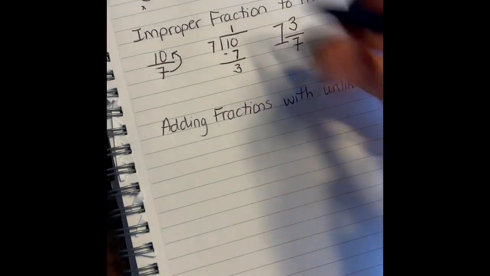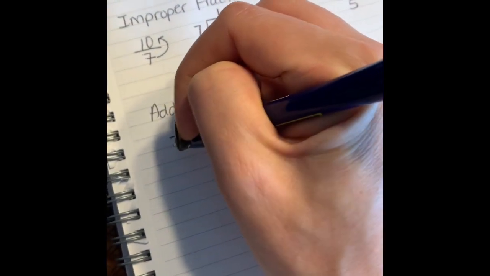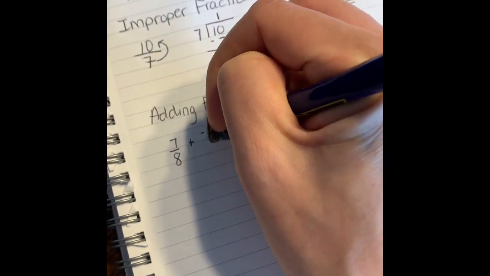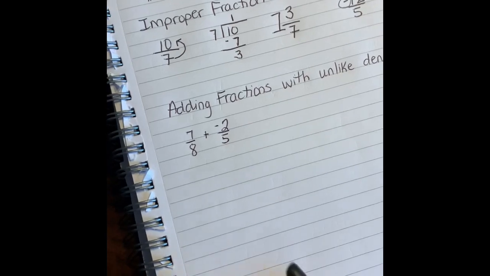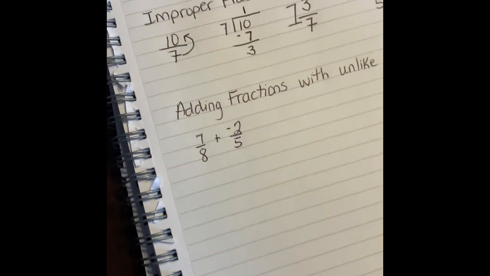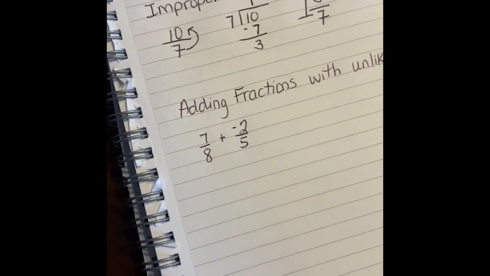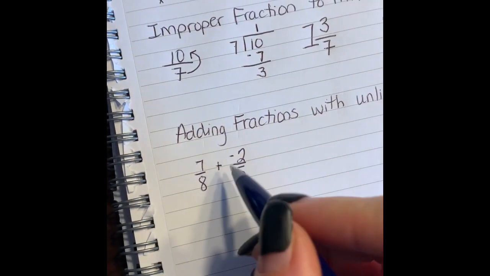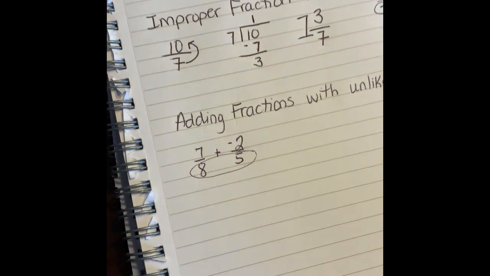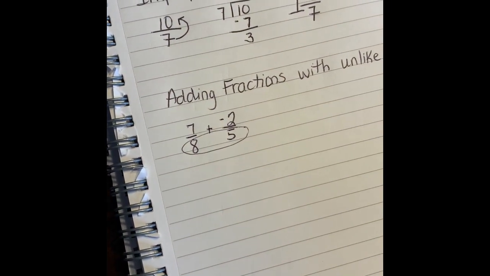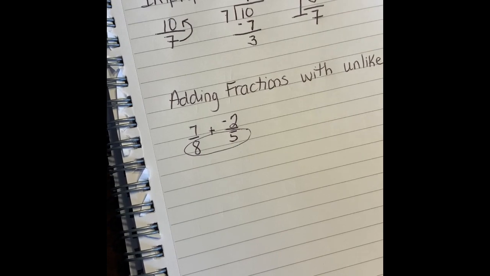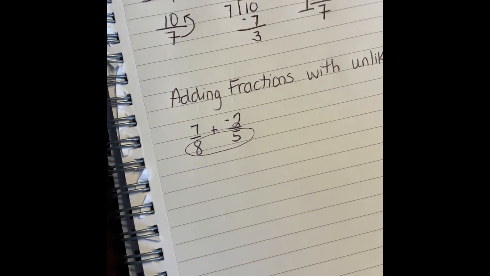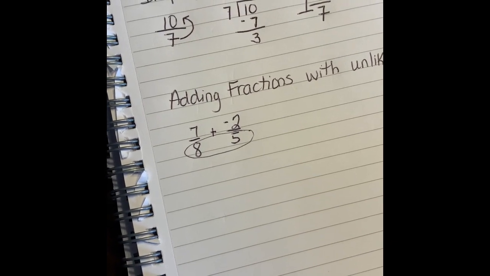So I'm going to use the example 7/8 plus negative 2/5. The first thing I want to do is find a common denominator. One way that I can do this is by simply multiplying my two denominators together, and that will give me a common denominator. So we have to actually do a lot of multiplication before we can finally add these fractions.